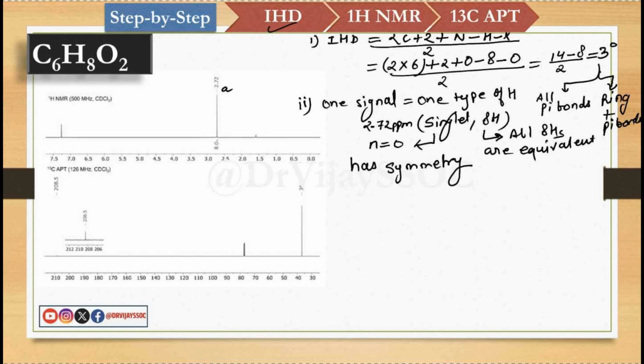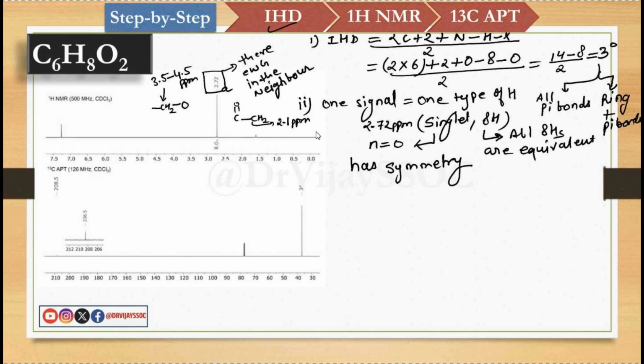What else information we are getting from the 1H NMR is that this value, 2.72, indicates that there is an electron withdrawing group in the neighbor, because aliphatic carbons without any electron withdrawing group cannot come around 2.7. If you remember, when CH2 is attached to the keto, then this hydrogen comes around 2.1 ppm, and when CH2 is attached directly to the oxygen, then this hydrogen comes around 3.5 to 4.5 ppm. At this point we don't know what is in the neighbor.